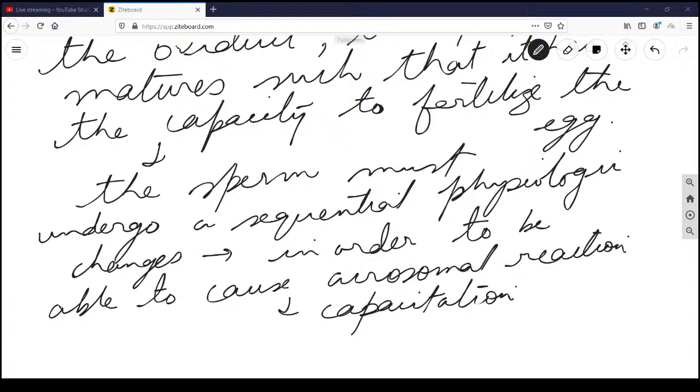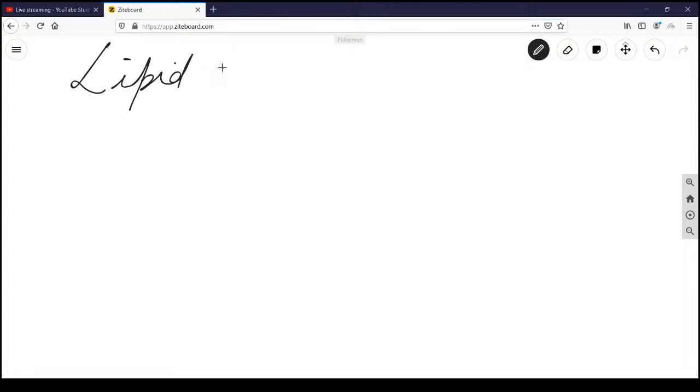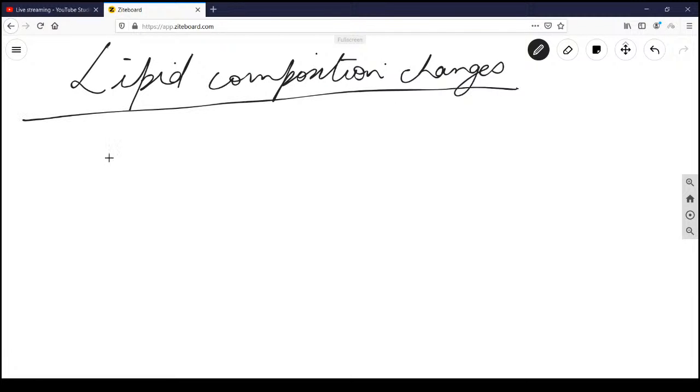Now, the molecular processes of capacitation prepare the sperm for the acrosome reaction and enable the sperm to become really active, or hyperactive. There are two sets of molecular changes that I'll tell you. One is the change in the lipid composition, known as lipid changes. So when we talk about capacitation, lipid composition changes are the first change in the sperm plasma membrane when it undergoes capacitation.